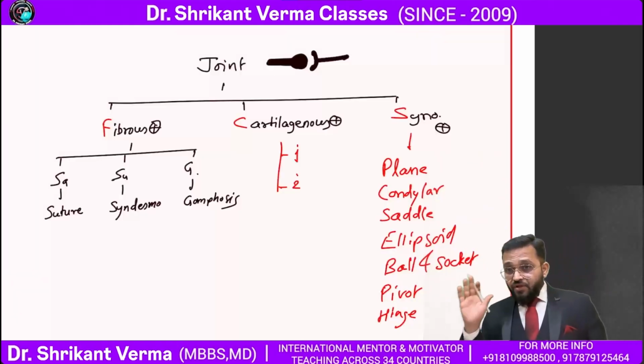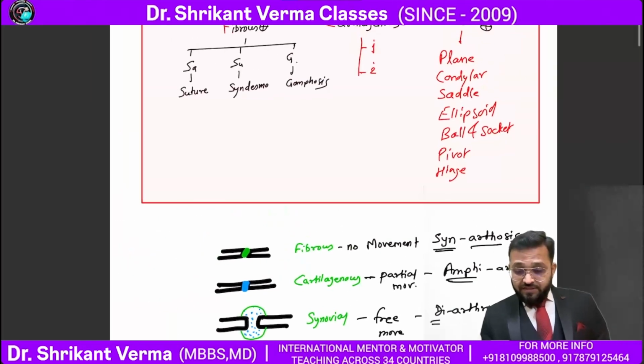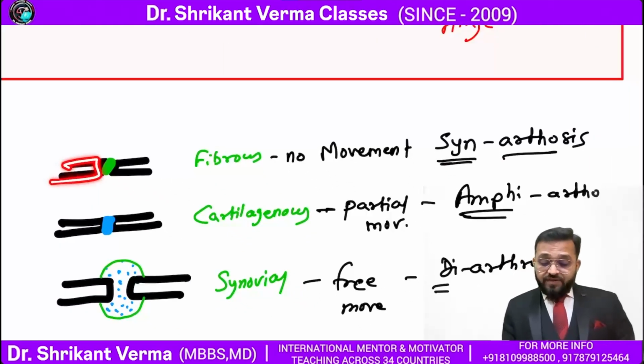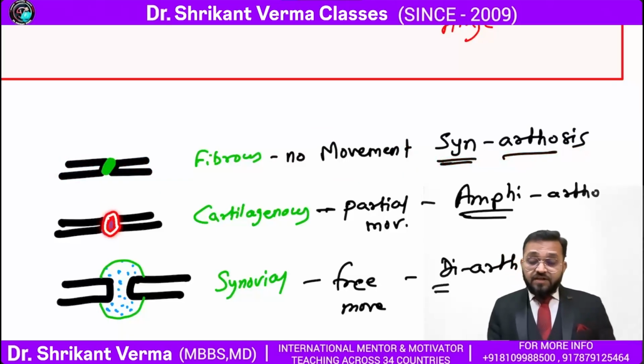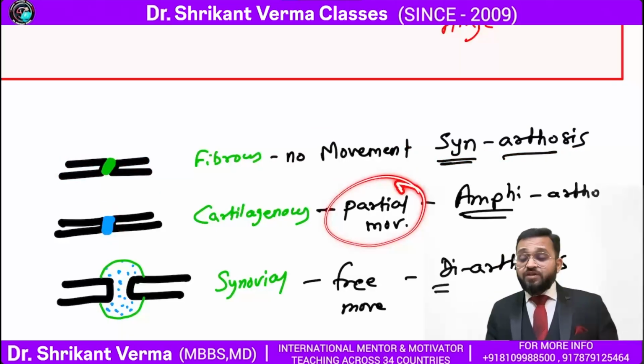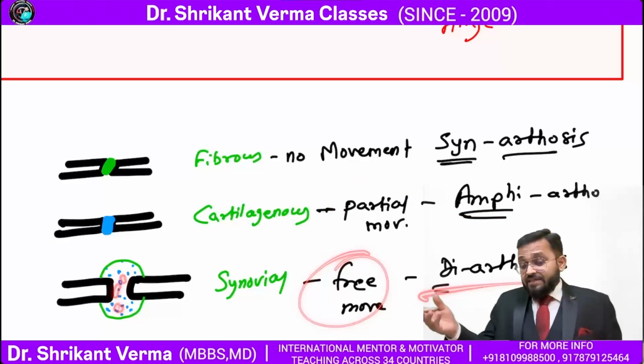Done. Okay, now after all this, look here, sir, you can see the fibrous joint when the two bones are having connective tissue with the fibrous tissue. So this is the synarthrosis. Cartilage, when there is a cartilage, then there is a cartilage joint, partial movement, amphiarthrosis. Synovial joint, when there is synovial fluid, free movement, then it is a diarthrosis.